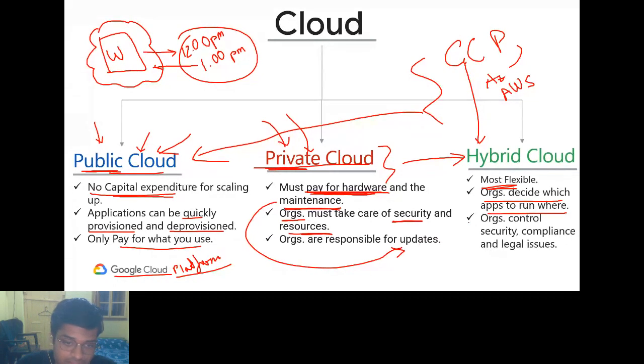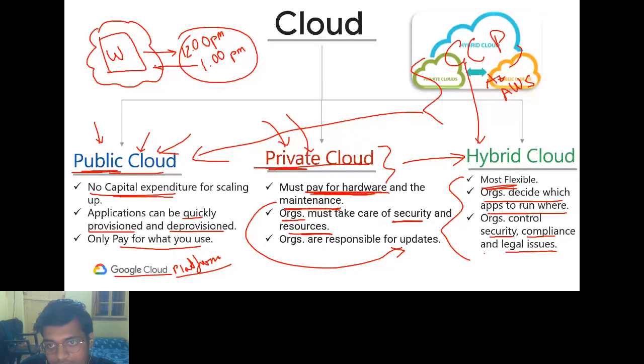And here the biggest thing is, see, in public cloud, I had no control over the security, right? Because the public cloud service provider is taking control of that. In the private cloud, I'm having full access to the security and resources. Everything is mine. Who can take control of it? In the hybrid cloud, see this. We take control with security, compliance, and legal issues, right? But it nowhere mentions that we will take care of the hardware.